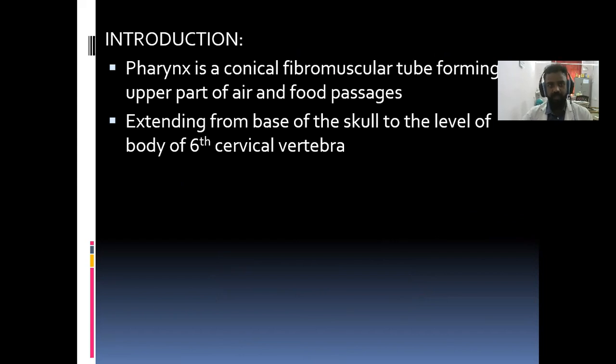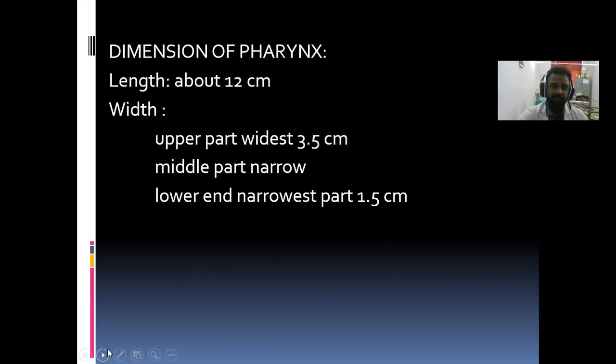It is the upper part of the air and food passages, which is a conical, fibromuscular tube. It extends from the base of the skull to the level of the body of the sixth cervical vertebra.